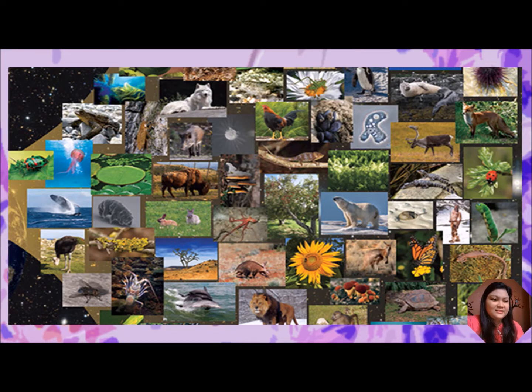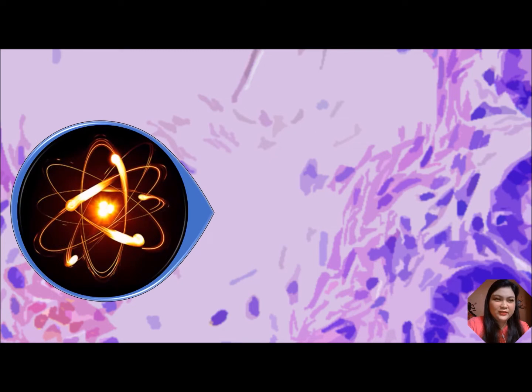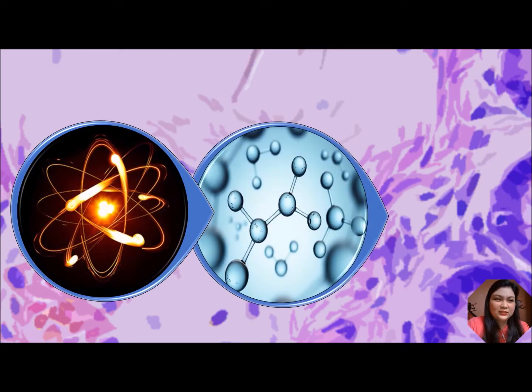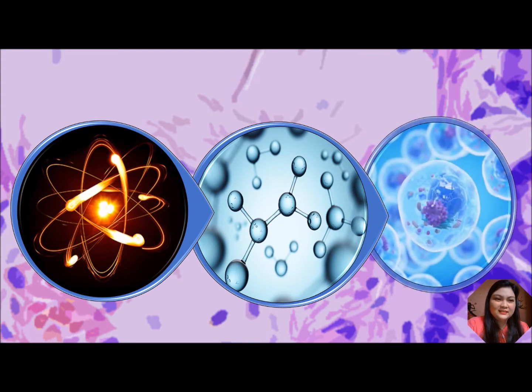Life on Earth exhibits organization. The atom is the smallest unit of matter, followed by molecules, which are combination of atoms. When these molecules are grouped together, they ultimately form a cell. The cell is the basic unit of life.